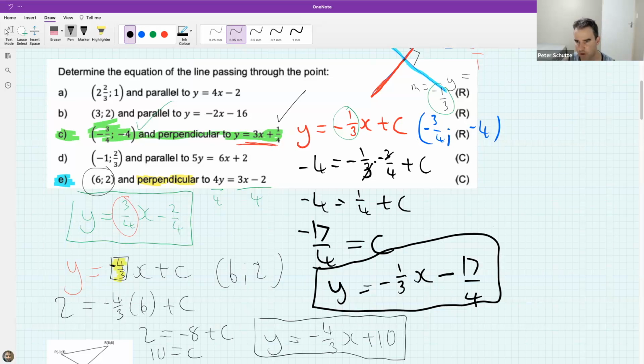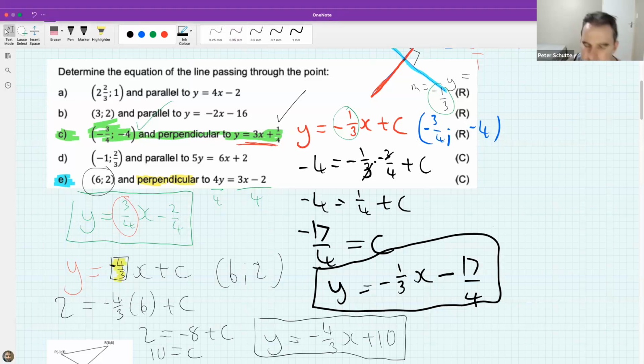Can I have a quick vote? Thumbs up if you're feeling reasonably confident with perpendicular and parallel lines. Thumbs down if you're feeling uncertain.